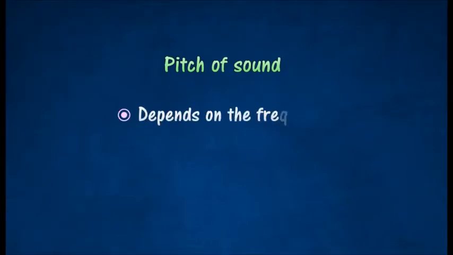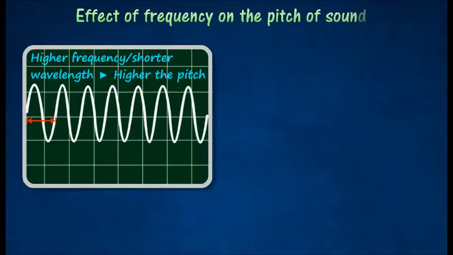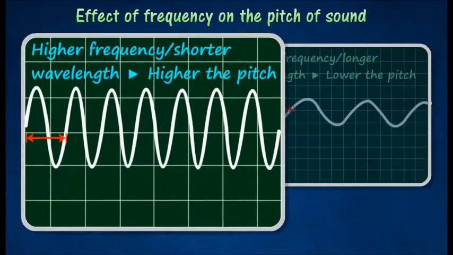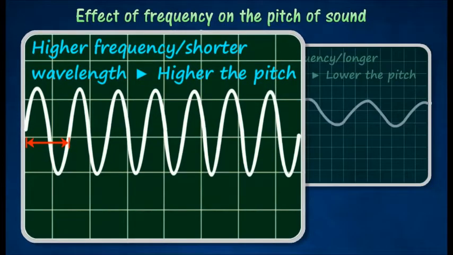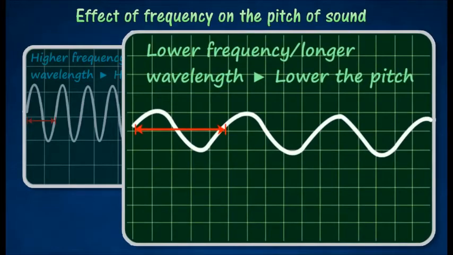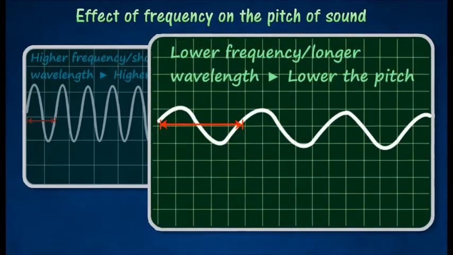How high or low a sound seems to a listener is its pitch. Pitch depends on the frequency of sound waves. The following waveforms displayed on the CRO screen show the effect of frequency on the pitch of sound. The higher the frequency of sound, the higher its pitch. When the frequency is lower, the wavelength is longer, thus pitch is lower.